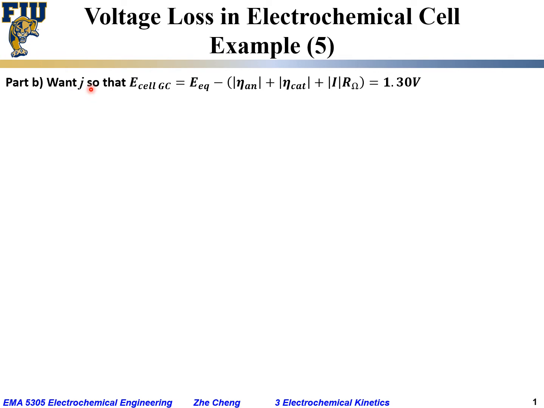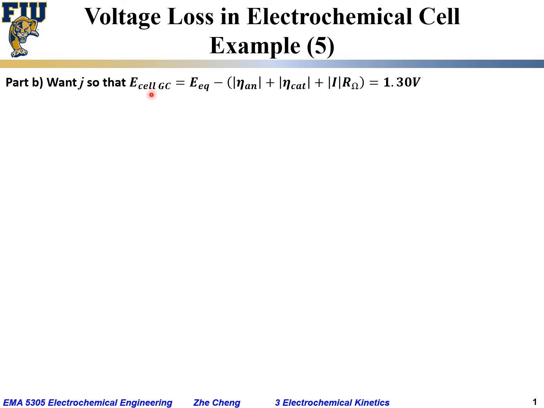What would be the current density so that the overall cell voltage, which is still in galvanic cell because 1.3 volt is smaller than the equilibrium cell potential, which is 1.74 volt. Okay, and in galvanic cell mode, if the cell total voltage is 1.3 volt, what the current would be?